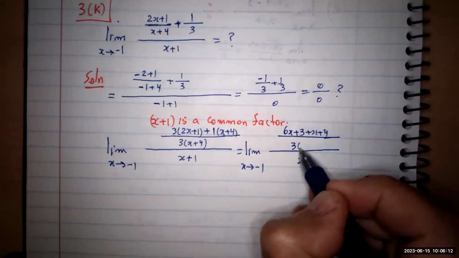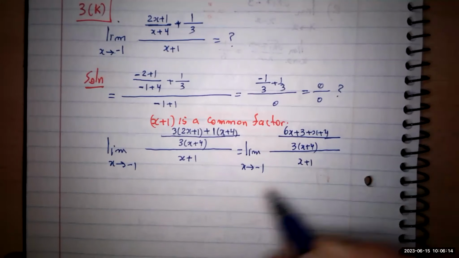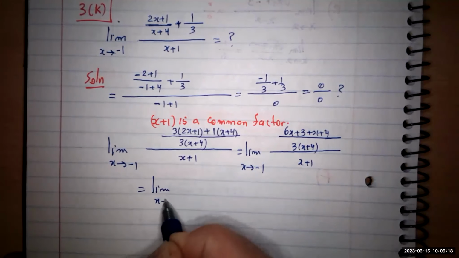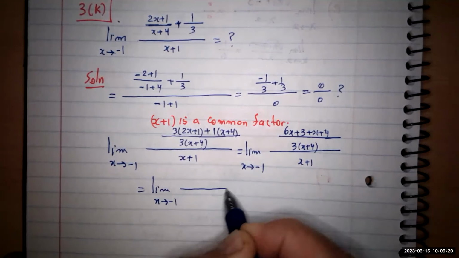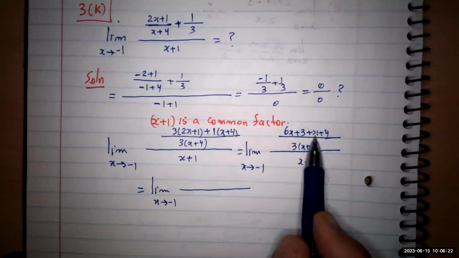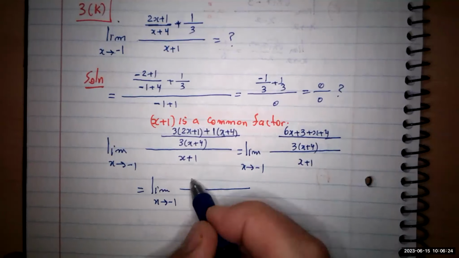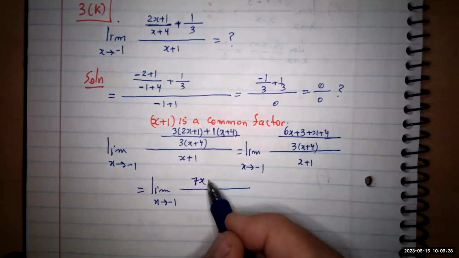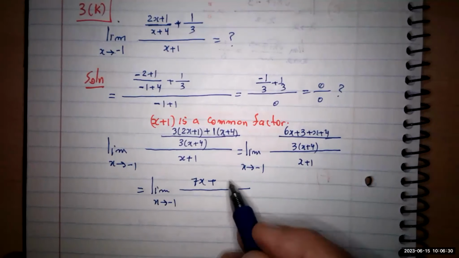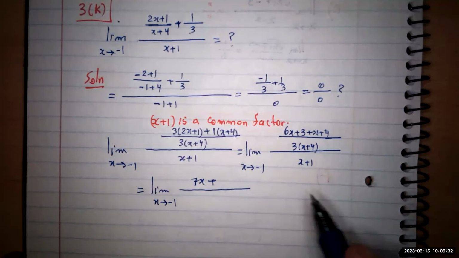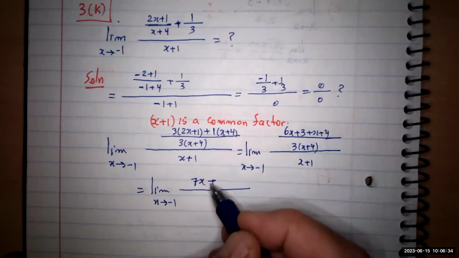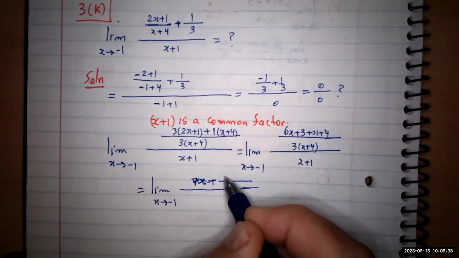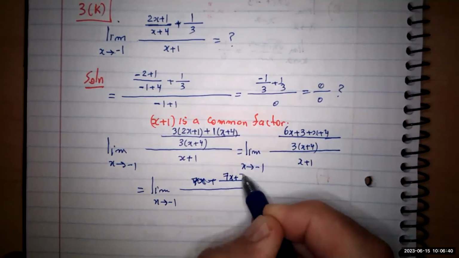Okay, continue on the top. Combine the like terms, you must get that common factor. As x goes to -1, the top 6x and x would be 7x, and 3 and 4 would be 7. So I have a 7x plus 7.